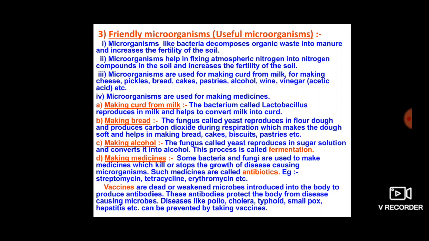These antibodies protect us from the various kinds of disease causing microorganisms like polio, cholera, typhoid, smallpox, chikungunya, hepatitis, even COVID-19. This can be prevented by taking vaccines only. So the vaccines that are extracted in laboratories are in the form of dead disease causing microorganisms only. Even the COVID-19 vaccine is extracted like that only.